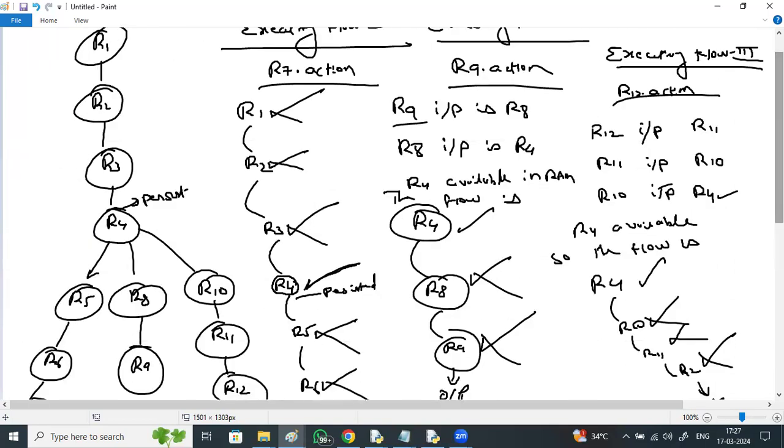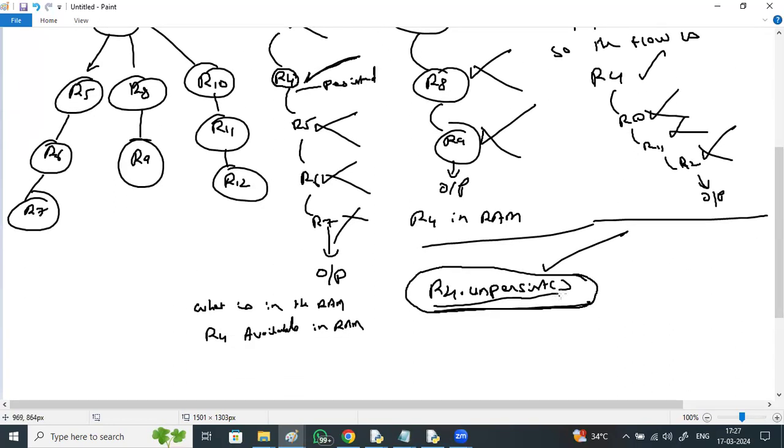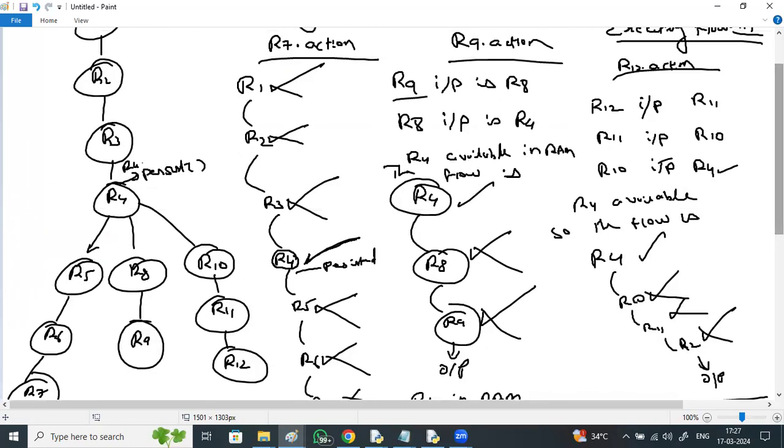Immediately R4 gets removed from the RAM. But one thing, whenever you say R4 dot persist, it won't happen immediately. Immediately R4 won't get loaded. Understand here? Whenever you say R4 dot unpersist, the operation happens immediately and it gets removed from the RAM. But whenever you persist, it won't happen immediately, because to create R4, until you execute these 3 RDDs, you won't get that R4, right?